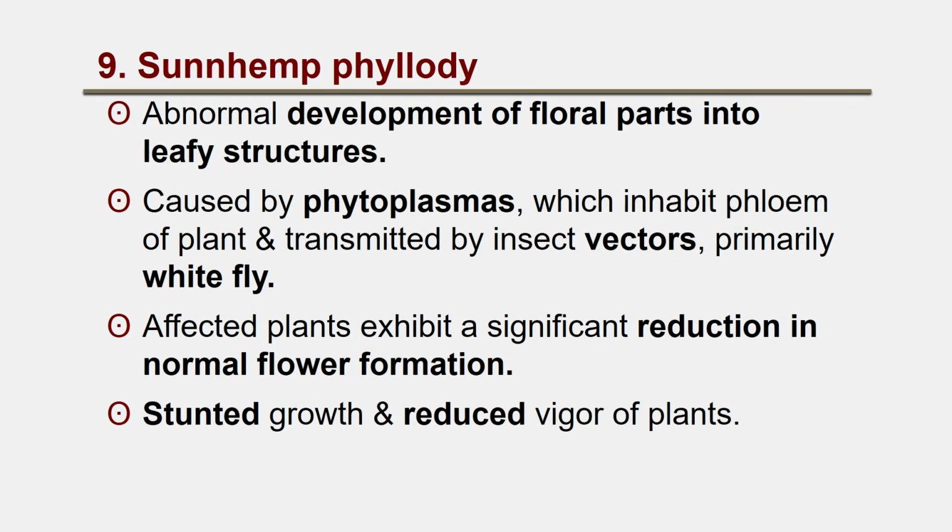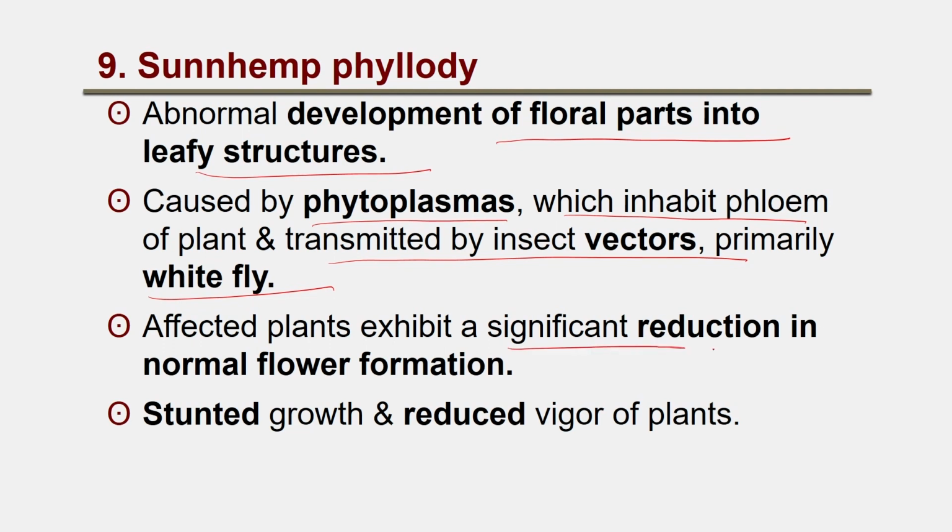Now sunnhemp phyllody, abnormal development of floral parts into leafy structure or vegetative structure, caused by phytoplasma which inhibit phloem of plant and are transmitted by insect vector, particularly whitefly. So you can remember that this disease is caused by phytoplasma which are transmitted by whitefly. Affected plants exhibit a significant reduction in normal flower formation, stunted growth and reduced vigor of plants.